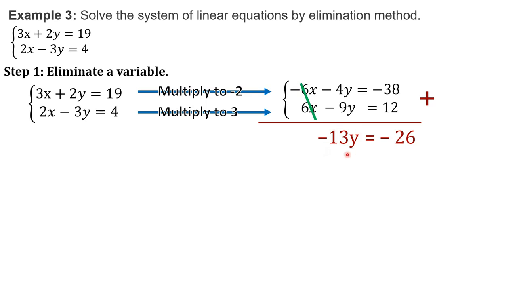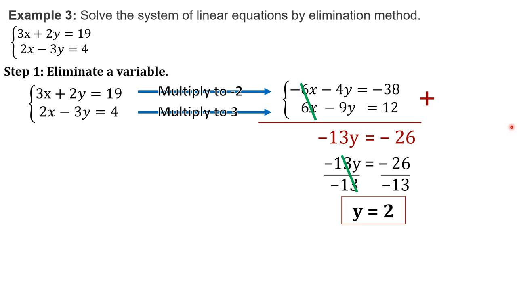So we have to cancel this negative 13. To cancel, just divide both sides by negative 13. Cancel. Then negative 26 divided by negative 13, they are both negative, so you may cancel the negative sign. It will give us a positive 2. So y is equal to positive 2.